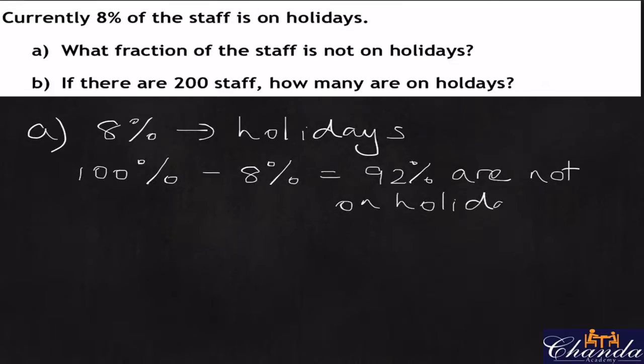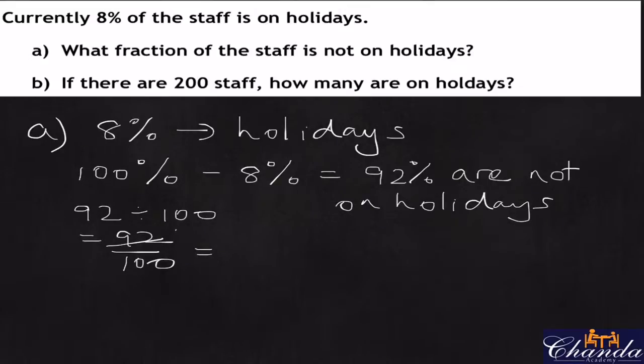However, the question asks us to write this in fraction form. So once again, 92 divided by 100, which is simply 92 over 100. Now the highest common factor between 92 and 100 is the number 4. 4 goes into 92 23 times. 4 goes into 100 25 times. So 23 over 25 of the staff is not on holidays.